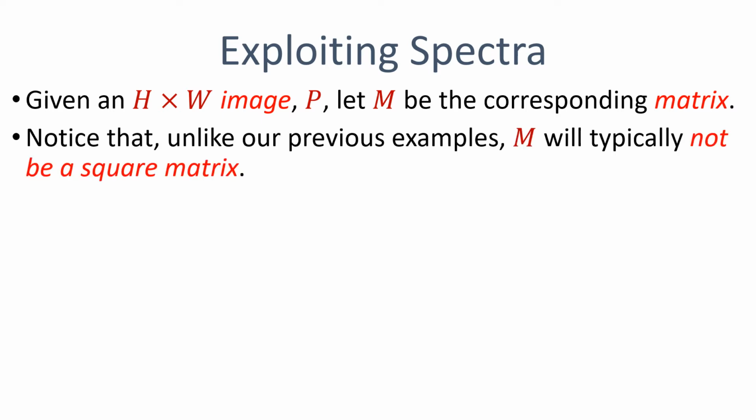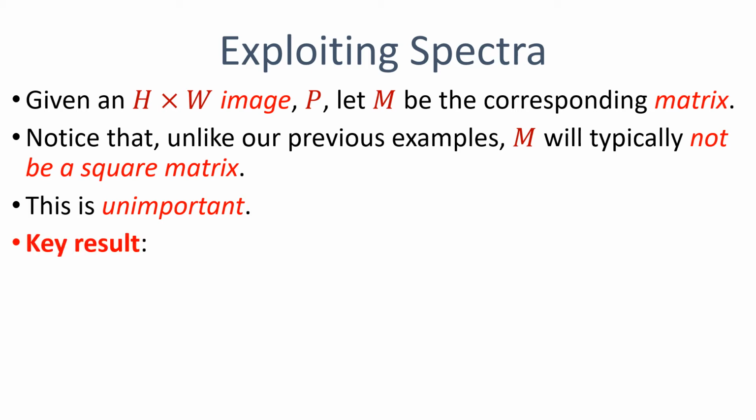Now, one difference from some of the previous examples we've looked at is that this matrix, in general, is not going to be a square matrix. The number of rows and the number of columns are going to be different typically. But this doesn't matter. This is completely unimportant. The techniques we're describing can be applied to any matrix.